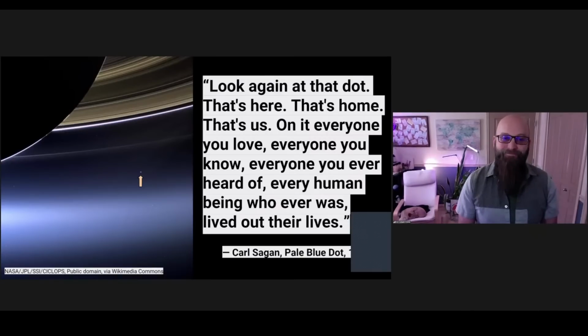Look again at that dot. That's here. That's home. That's us. On it, everyone you love, everyone you know, everyone you ever heard of, every human being who ever was, lived out their lives. And to me, the image of how tiny our little planet is should be the catalyst, the thing that causes each one of us in our personal lives and as a society, when we come together and work on things, to realize how precious it is, how cold and dark the rest of space is. And we just have this one tiny little place to call home.